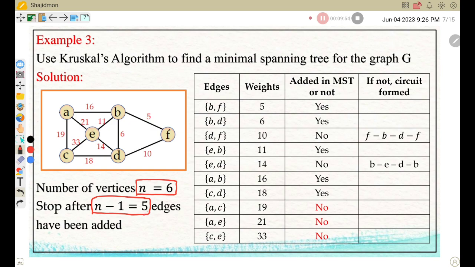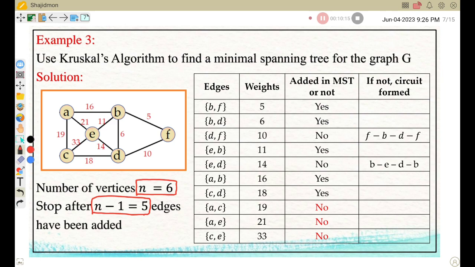When n minus 1 edges have been added, the algorithm will stop. First check how many vertices are there in the graph. That number of vertices minus 1, that is n minus 1. When that many edges have been added to the spanning tree, we can stop the algorithm. That is the stopping condition.